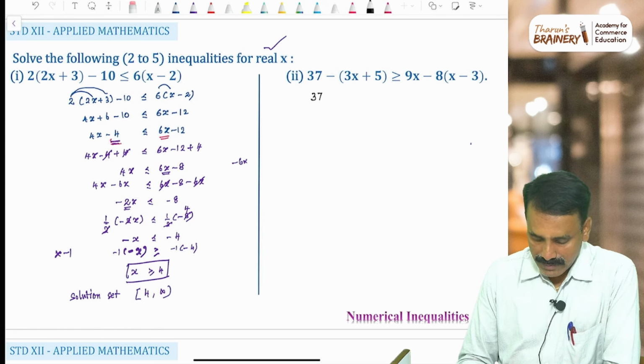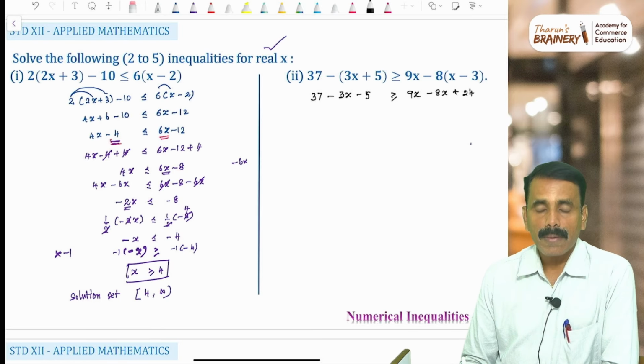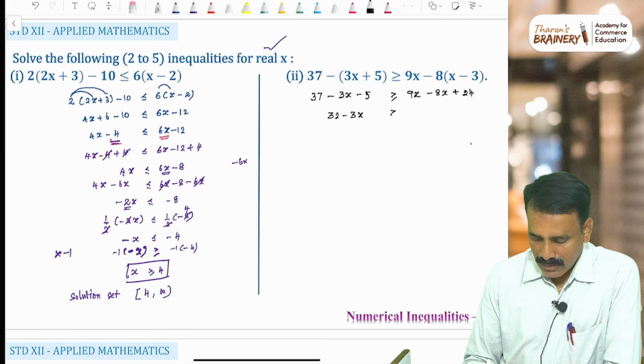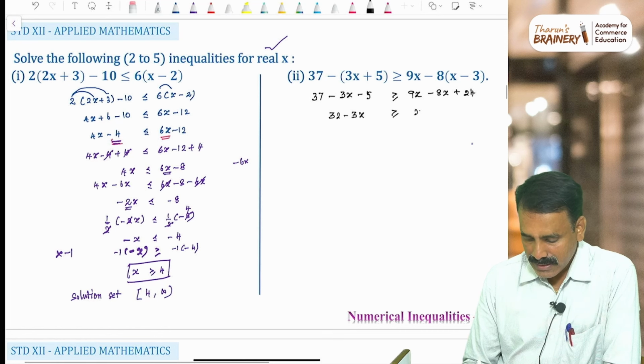So this is 37 minus 3x minus 5 greater than or equal to 9x. This minus 8 is multiplied inside, minus 8x, minus into minus plus, 8 3s are 24. Is it clear? Now 37 minus 5 is 32 minus 3x greater than or equal to 9x minus 8x. They are going to have different symbol, plus and minus. So subtract, 9x minus 8x is x plus 24.